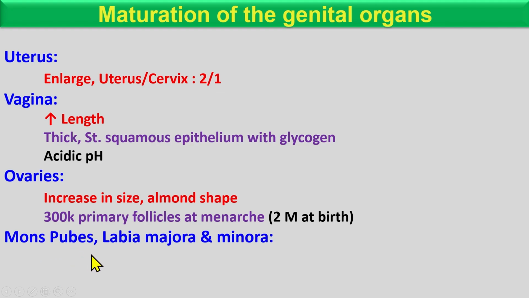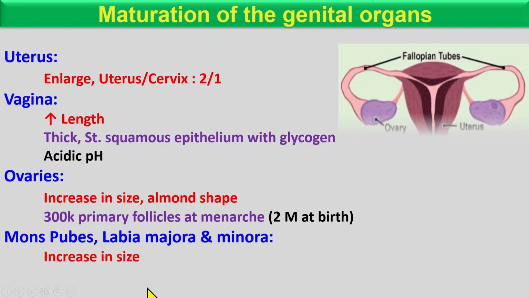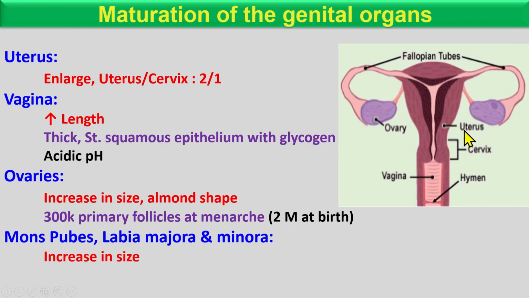And if you look at the external genitalia, the mons pubis and the labia majora and minora, they are also increasing in size. So these are structures where you can see the uterus and the cervix. The size of the uterus is almost 2 times as compared to the cervix. Okay. And the length of the vagina is also increasing, and here is the acidic pH. And if you look at the ovaries, they just look like almonds. Okay, so almond-like ovaries.